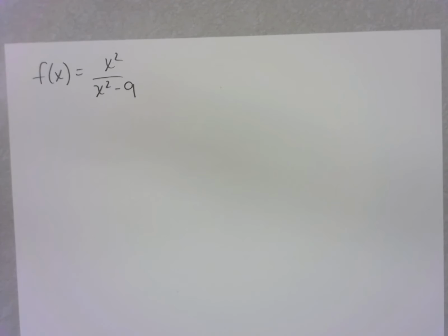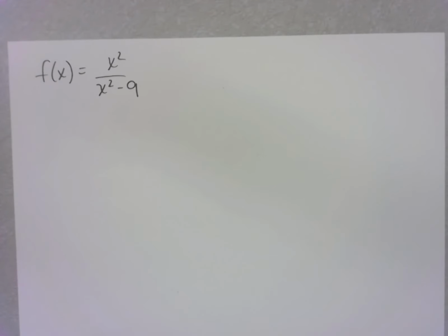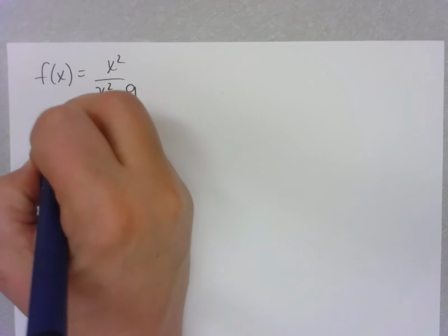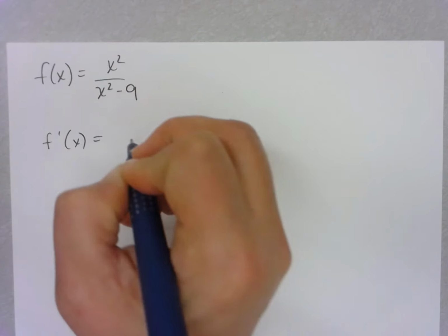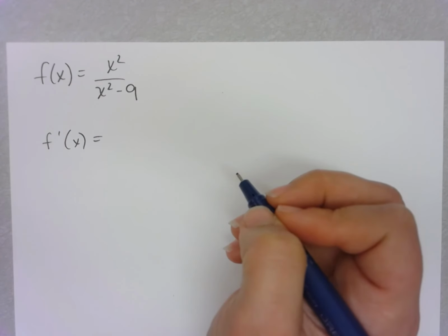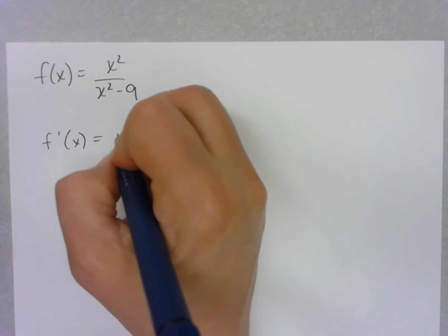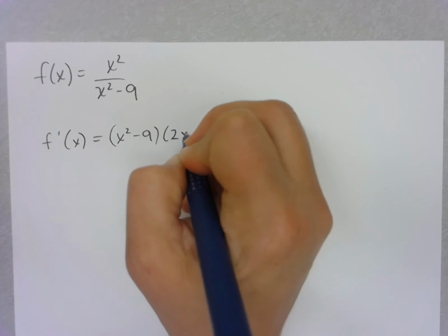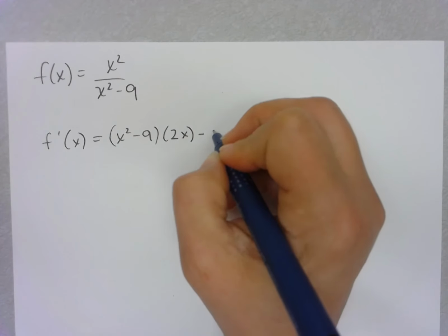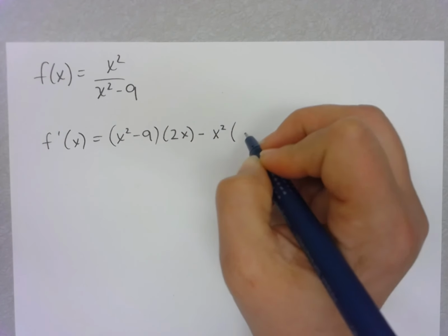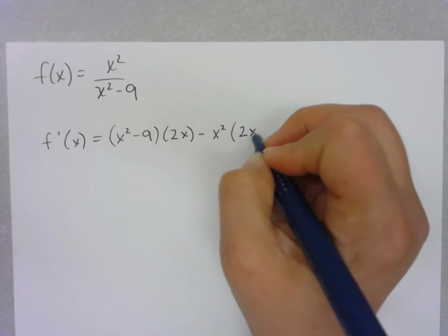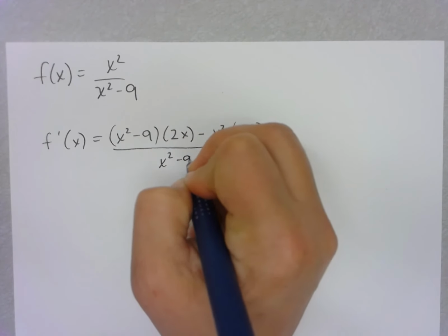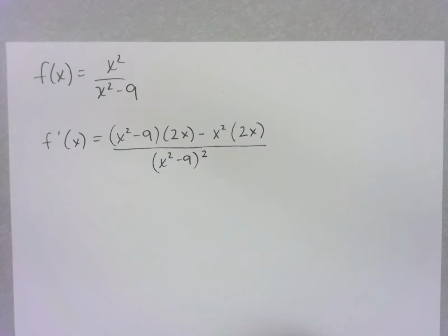We're going to do the same thing, finding intervals of increasing and decreasing. So first we need to find the critical numbers of f. F prime of x, first of all. I've got a quotient this time, so I need the quotient rule. So that means I have the bottom times the derivative of the top, which is 2x, minus then the top times the derivative of the bottom, which is also 2x, over x squared minus 9 quantity squared.